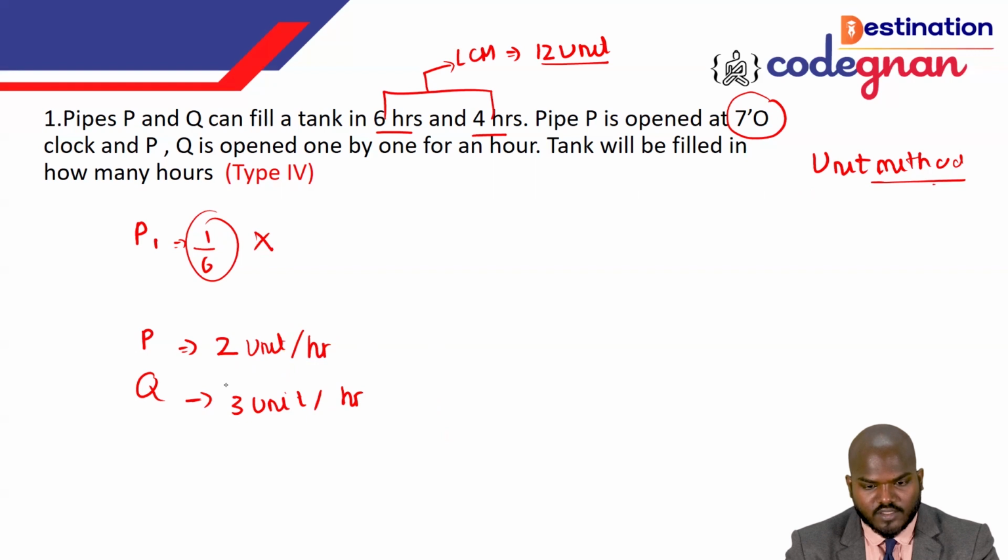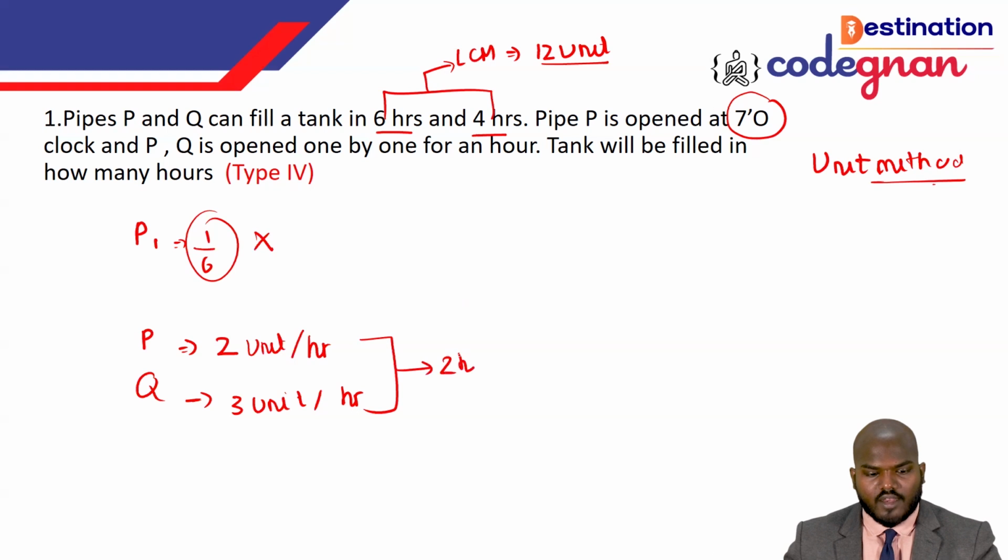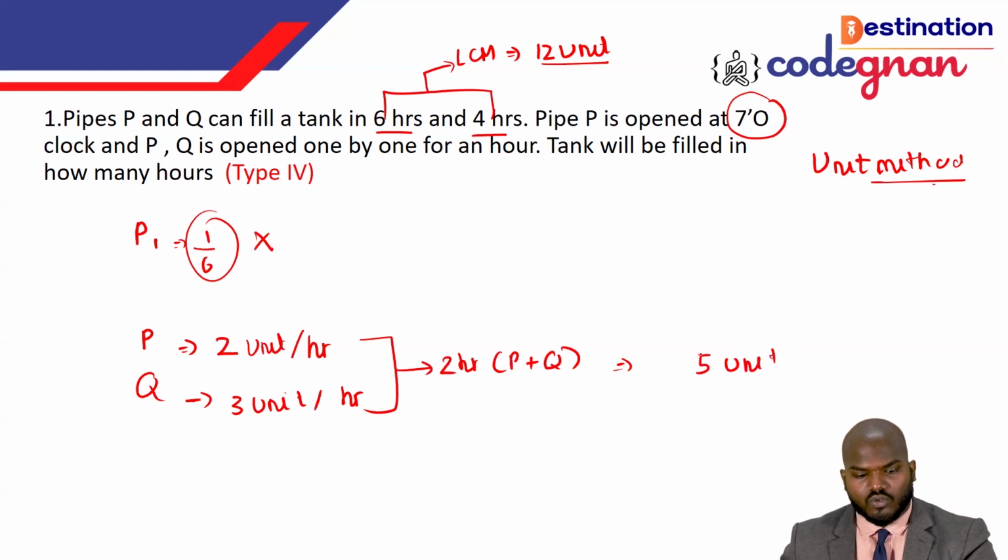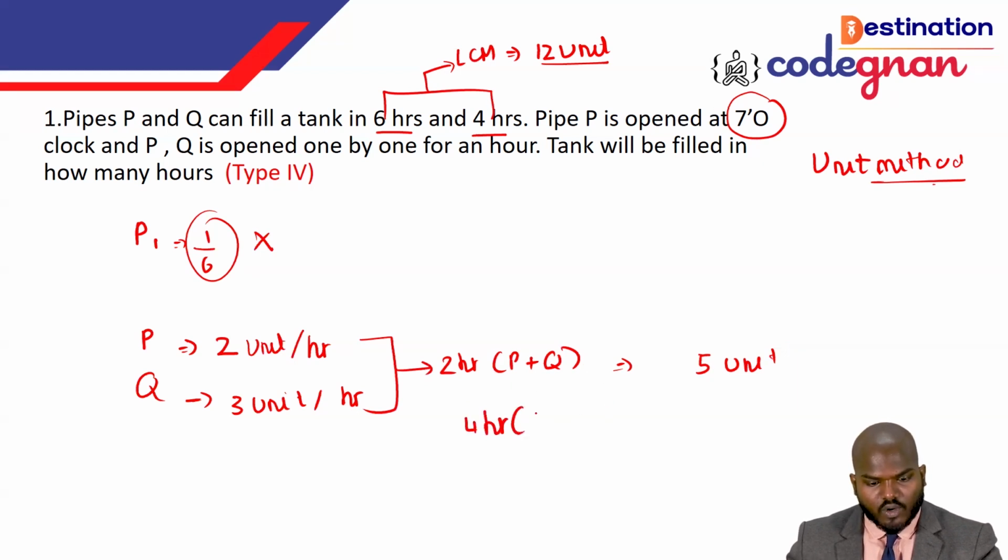You see this, guys, it is clearly mentioned that pipe P is opened at 7 o'clock. Remember that. Going to this one, P and Q combined will do 2 hours of work, and it will make it 5 units for 2 hours. Then if you do another 2 hours, that is 4 hours in total. If you consider that properly, P plus Q is equal to 10 units. 10 units it will finish here in this place.